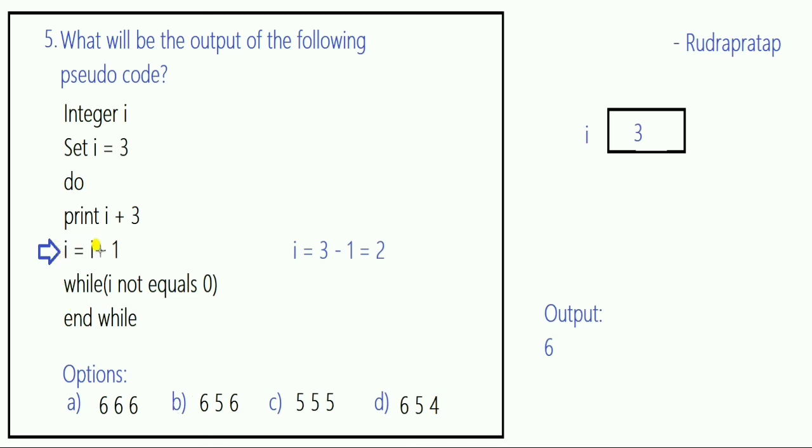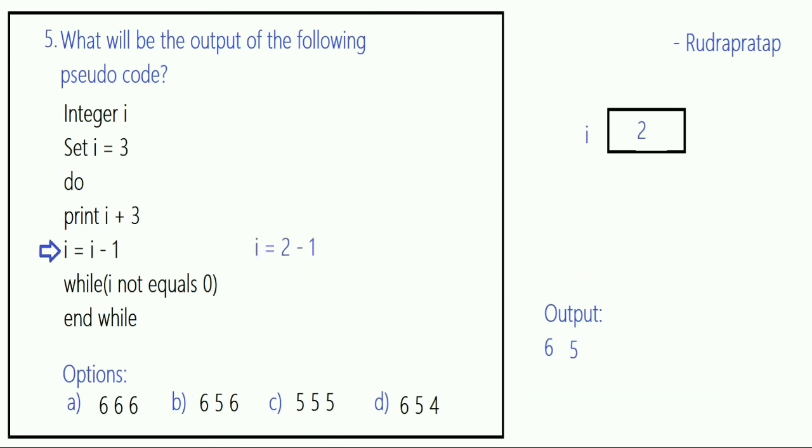And after that we have I equal to I minus 1, I is decremented by 1, so 3 minus 1 is 2, and this 2 is stored in variable I. And after that it will check condition of the while loop, which is I is not equal to 0. So value of I is 2. 2 is not equal to 0, which is true. Then this loop will iterate again. It will print I plus 3. Value of I is now 2. 2 plus 3 is 5. It will print 5.